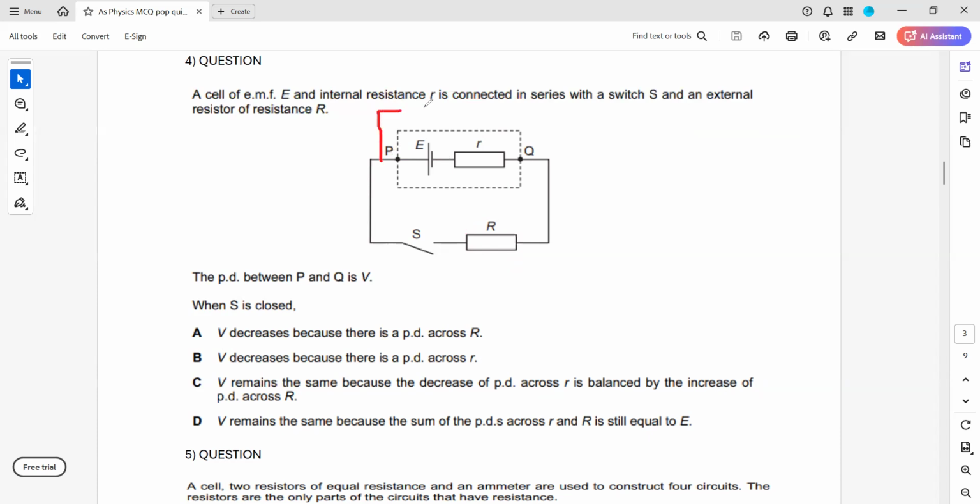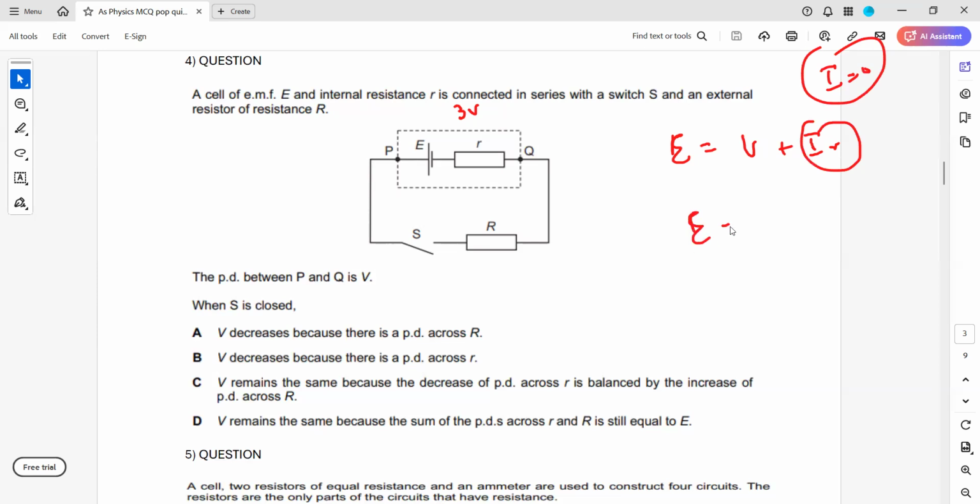So if the cell is losing more voltage, and you connect a voltmeter here, the potential between P and Q is the external potential, the external voltage. Let's say when the switch was open, the potential was 3 volts. Right now we have the formula EMF is equal to V plus Ir. When the switch is open, there is no current. If there is no current, this value will be 0. In that case, the EMF will be equal to the external voltage.